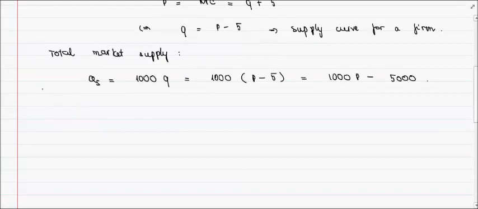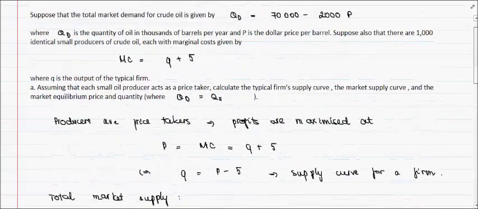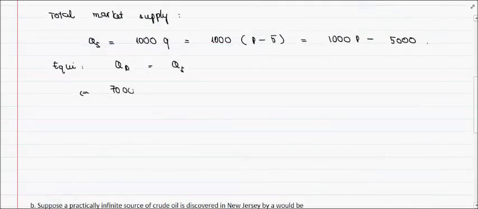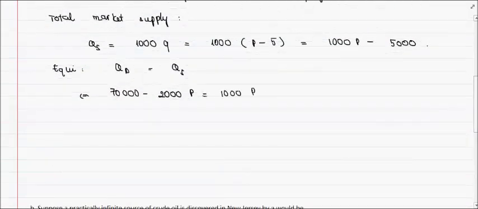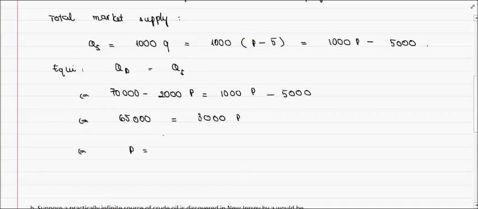Alright, the question is asking you to find the equilibrium in the market. Very straightforward. We know that equilibrium happens when quantity demanded equals quantity supplied. We are given a quantity demand function which is 70,000 minus 2,000 P, and quantity supply, which we found just now, equals 1,000 P minus 5,000. If we solve this equation, we move 2,000 P to the right hand side and 5,000 to the left hand side.